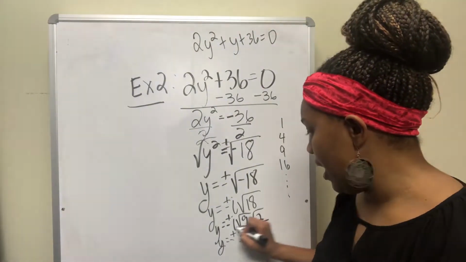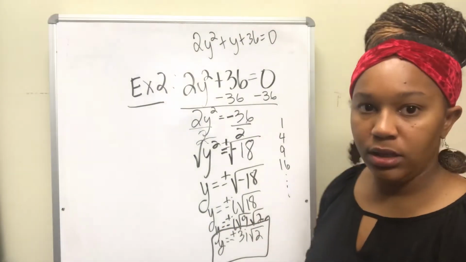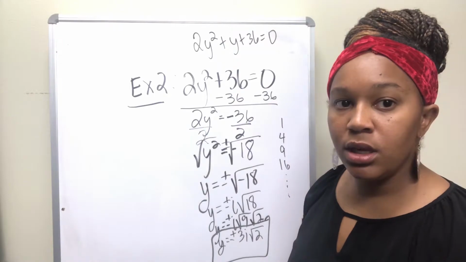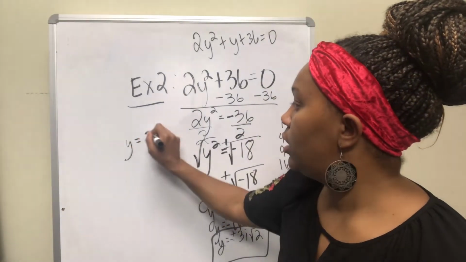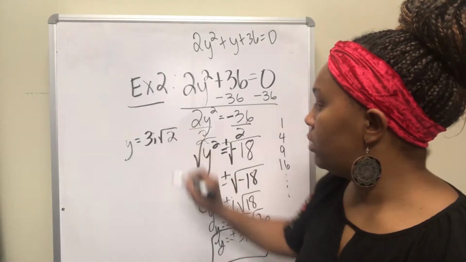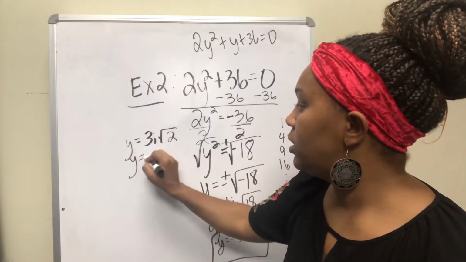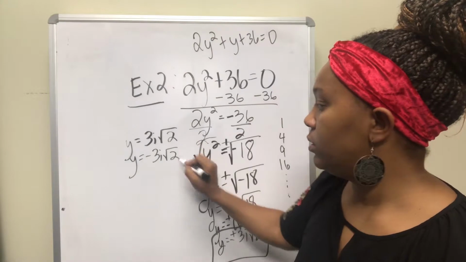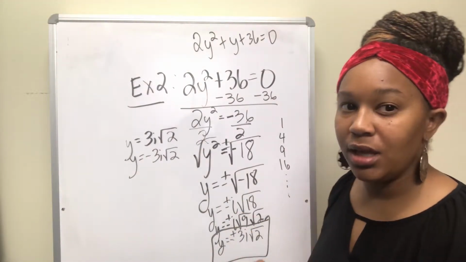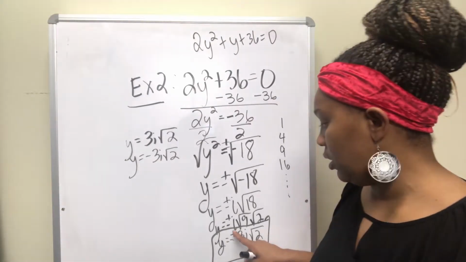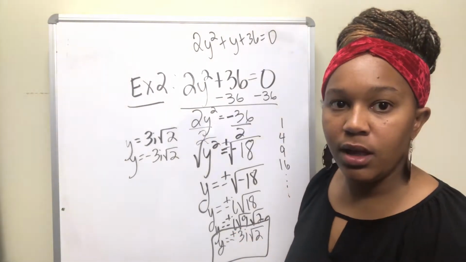And so that will be your final answer. Y equal to plus or minus 3i square roots of 2. That's two separate answers. That's y equal to 3i square roots of 2, and that's also y equal to negative 3i square root of 2. So remember that when you write it like this, it looks like one answer, but it's actually two different answers. So you got a positive and a negative of that answer.